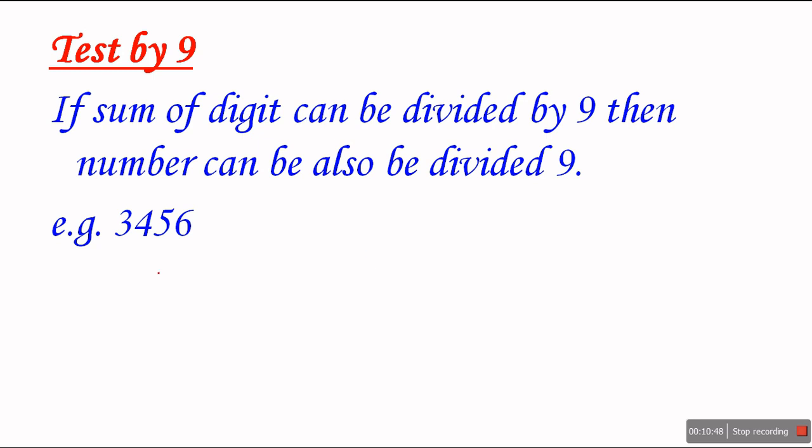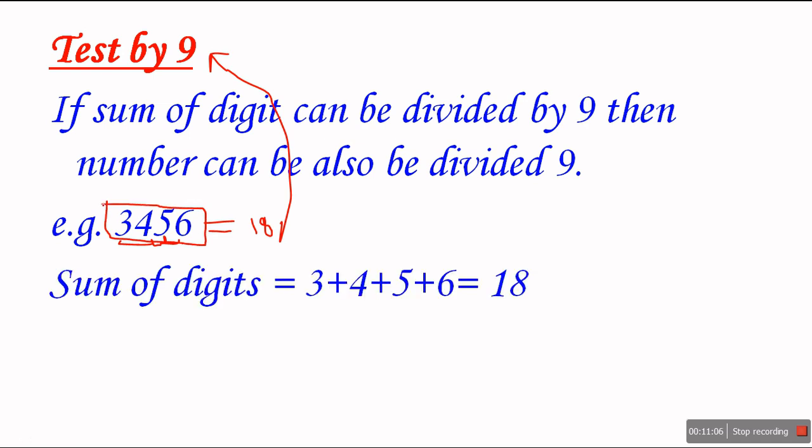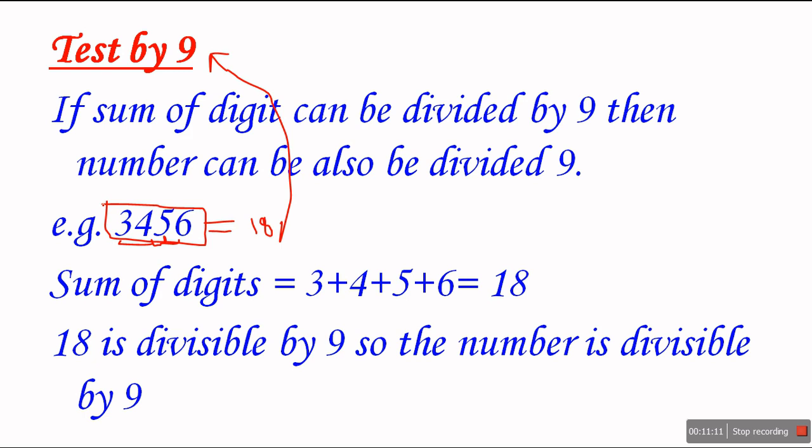Let us take this example. 4 and 3, 7, and 5, 12, plus 6, 18. So the sum of digits is 18, and 18 is divisible by 9. So this complete number is divisible by 9. The sum of digits is 18, which is divisible by 9, so the number is divisible by 9. And because 18 is also divisible by 3, the total number is divisible by 3 also.